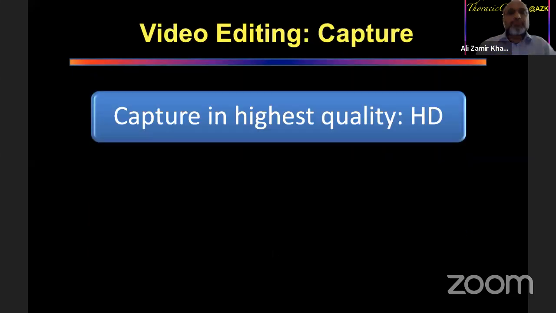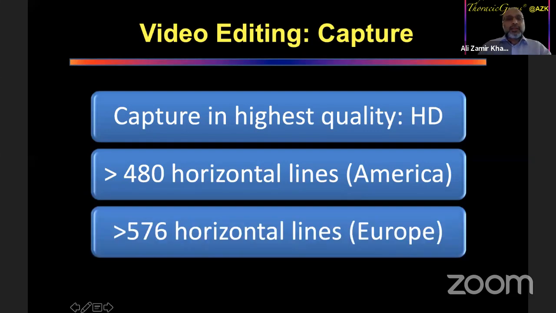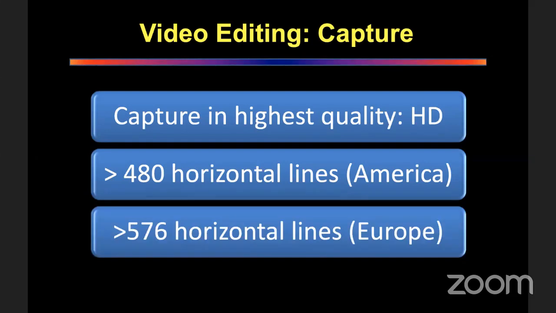Okay, so let's look at capture. Always capture in the highest definition. HD is mandatory. Now you have to understand, what do you mean by HD? In the old days when we started off, it was 480 horizontal lines, and in Europe it was 576 horizontal lines. That was standard definition when we started off in those days.